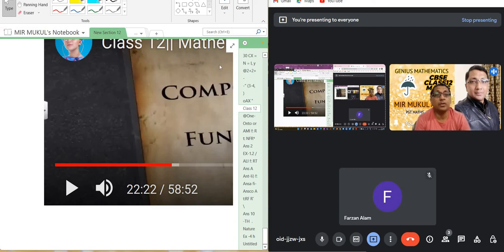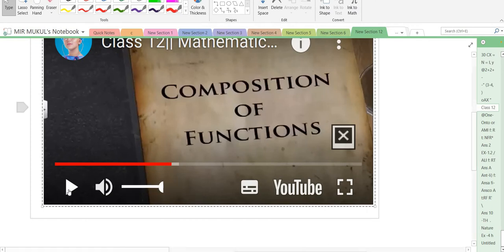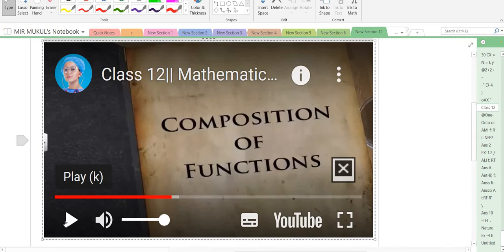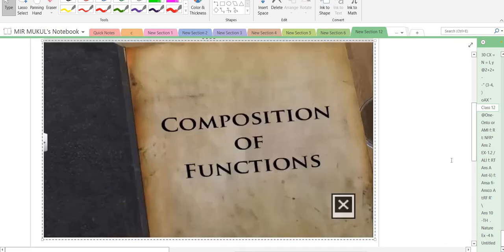So in this video, we are going to learn composite function. We have learned relation. In previous video, we have learned function. Now we'll understand the meaning of composite functions, right? So just observe the composition of functions.